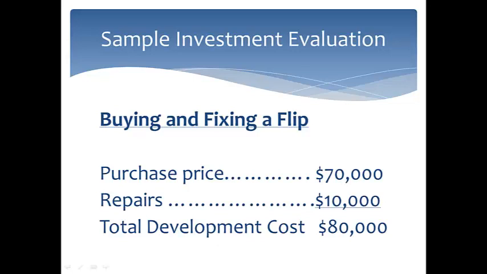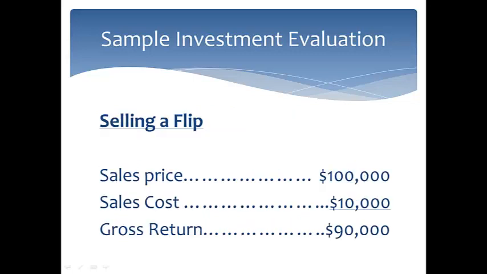This sample shows a purchase price of $70,000 and repairs of about $10,000, giving us a total development cost, or a total investment, of $80,000. If you put that into a percentage, if this property was to sell for $100,000 after repair, then that would give you a purchase price of 70% and a repair of 10%, giving us a total development cost of 80% of future value. Once you sell the property, we would list that home for $100,000.